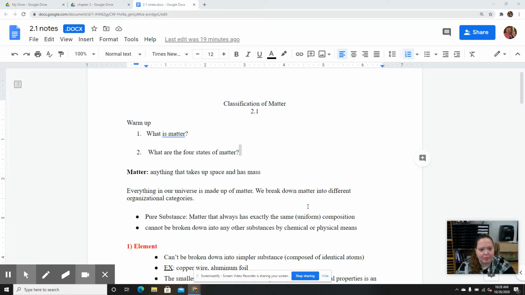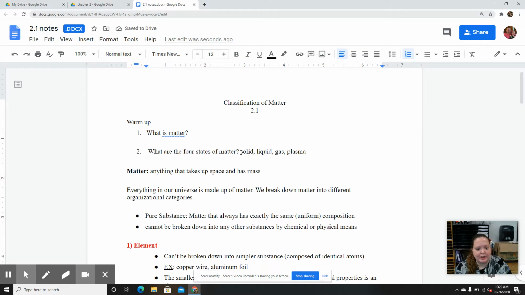We're going to talk first about what is matter. Matter is anything that takes up space and has mass. And then the next question is, what are the four states of matter? They are solid, liquid, gas, and then the fourth one is the one we're not as familiar with, and that is plasma.